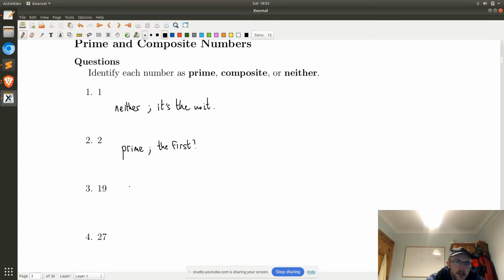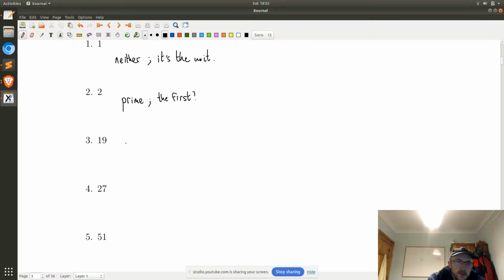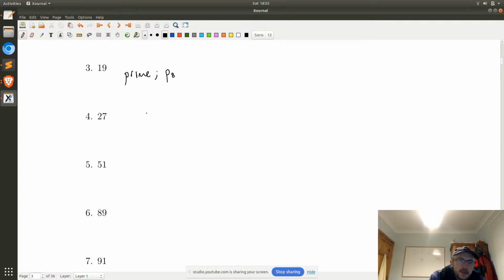19 is indeed prime. It's P8, the 8th prime. 27 is composite. Three cubed. 51 is composite. 3 times 17.